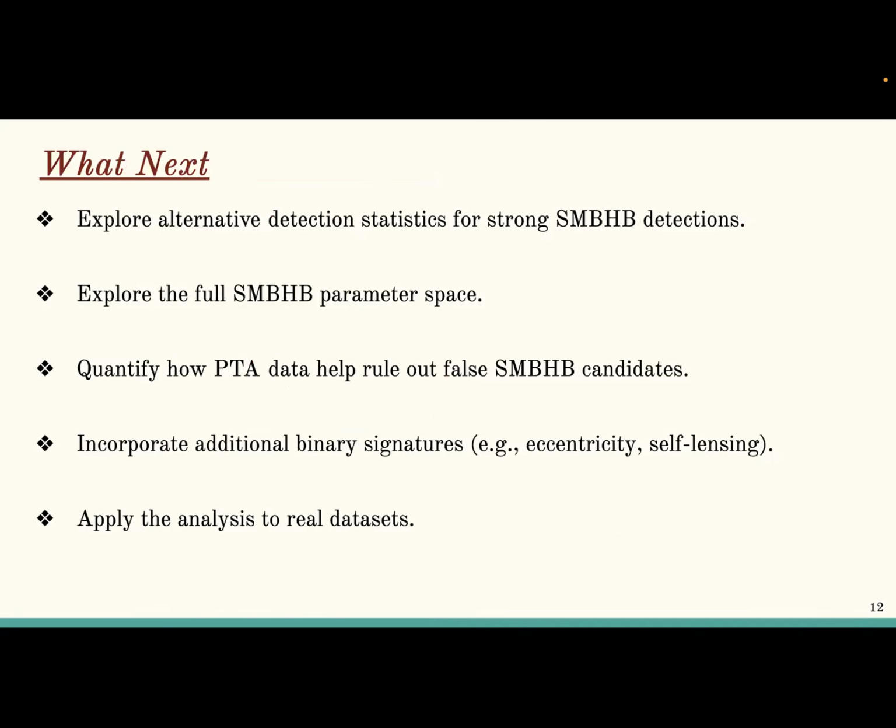So what next? Of course, explore alternative detection significance measures for strong detections, because the Savage-Dickey Bayes factor doesn't work well. And explore the full supermassive binary parameter space. Here I have only shown one example.